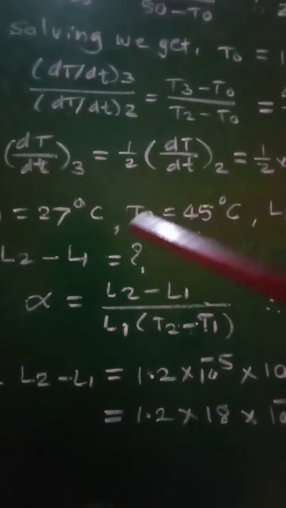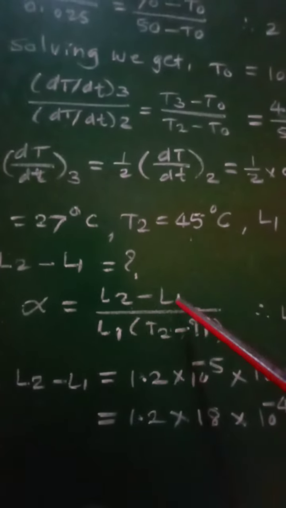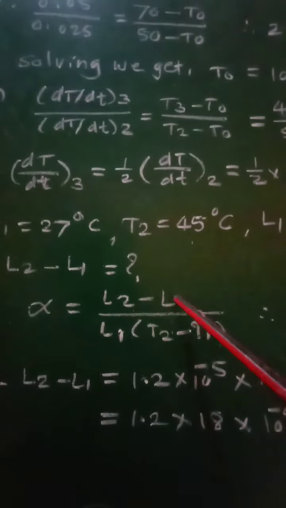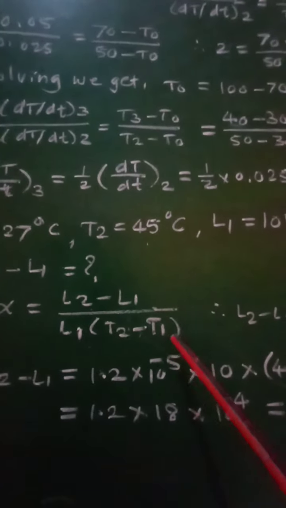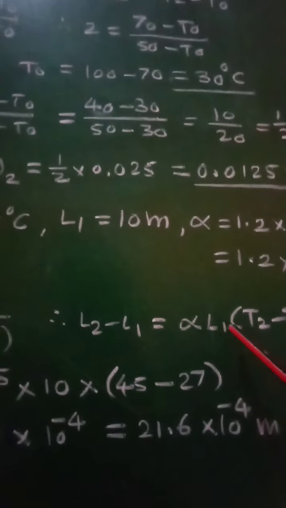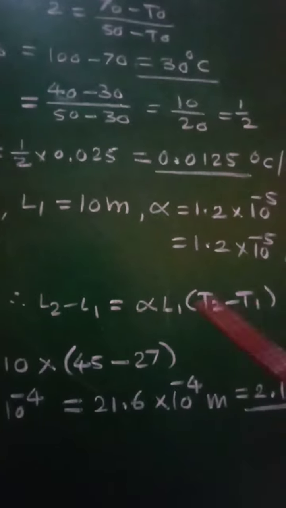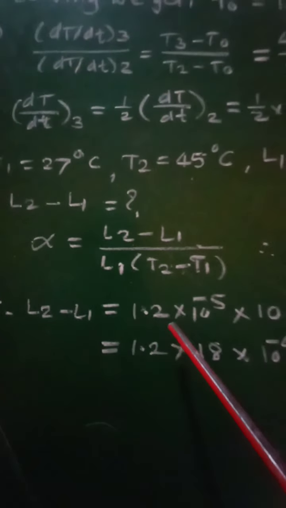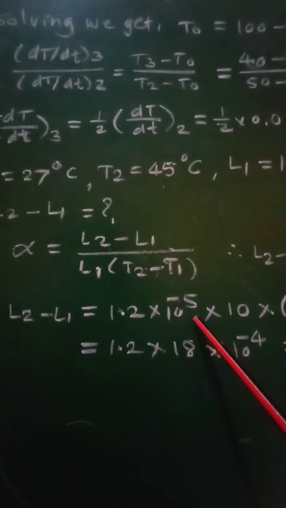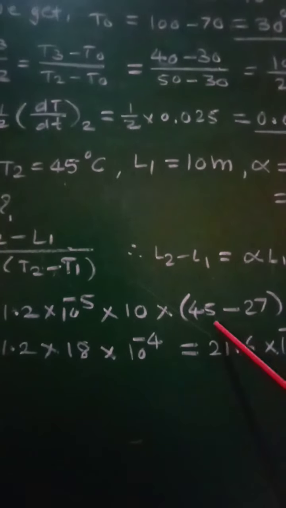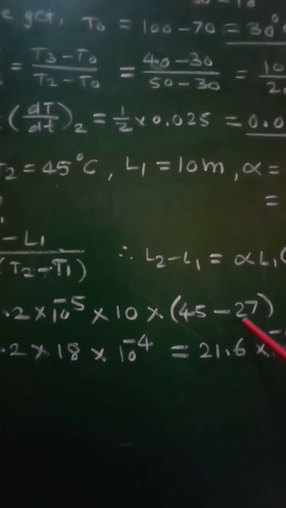For that we can use the formula for the coefficient of linear expansion of the material of that rail section, that is alpha equal to L2 minus L1 upon L1 into T2 minus T1. Therefore we can write L2 minus L1 equal to alpha L1 into T2 minus T1. Now putting the values we can write L2 minus L1 equal to 1.2 into 10 raised to minus 5, that is alpha, into 10, that is L1, into 45 minus 27, that is change in temperature.